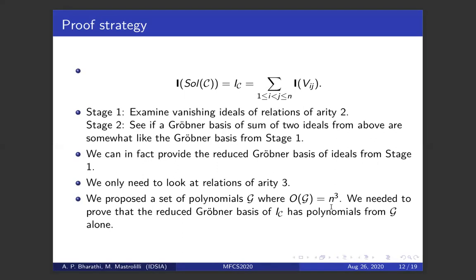Second, we then took two ideals from stage one and examined the reduced Grobner basis of the sum of these ideals. We then came to the conclusion that we only have to look at relations of arity 3 in order to find the reduced Grobner basis of the entire combinatorial ideal. So we proposed a set of polynomials G of polynomial size. This set contained all polynomials that were in stage one. We only needed a few more polynomials to complete G. We then needed to prove that the reduced Grobner basis of the combinatorial ideal IC is a subset of G.